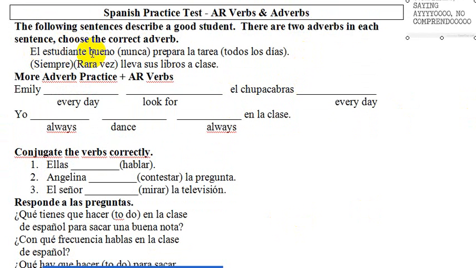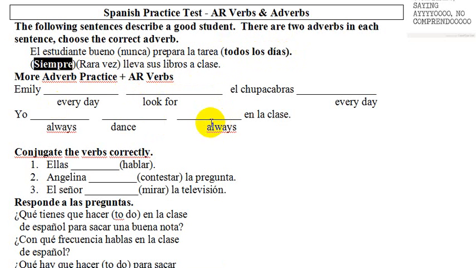So, a good student. We have the good student never prepares the homework or prepares the homework every day. I'll go with the prepares the homework every day, todos los días. This one says always or rarely carries his books to class. I will go with always, siempre.